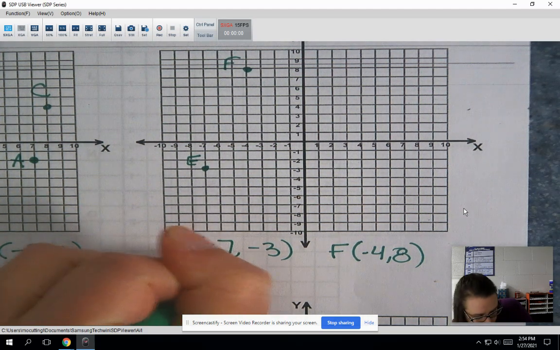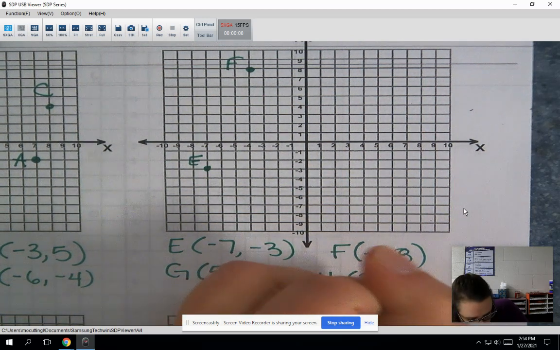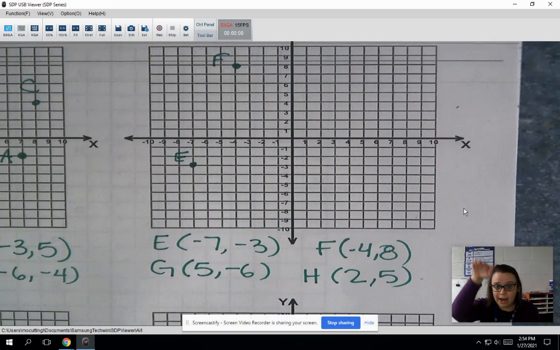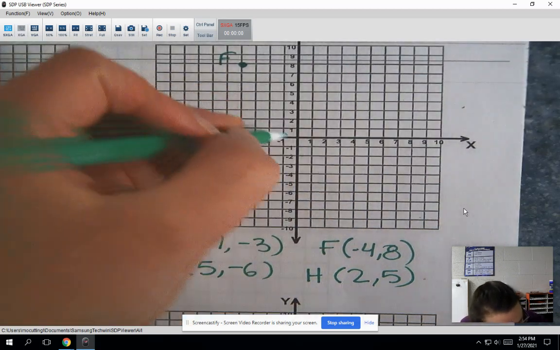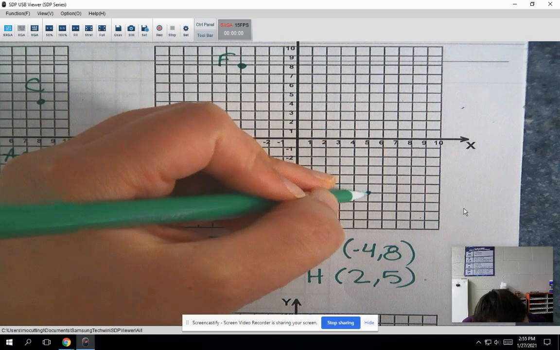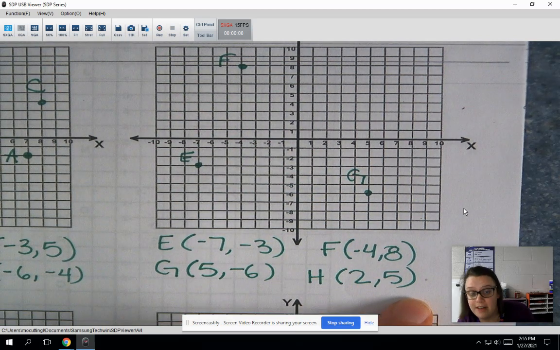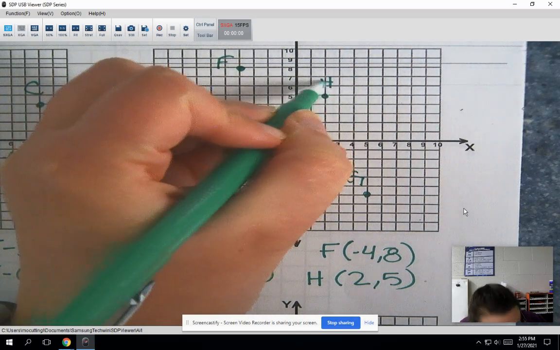All right, so I'm going to give you G and H to try. G is going to be at 5, comma, -6, and H is going to be at 2, comma, 5. So give both of those a try. Across, then up or down. So pause. And welcome back. So G is across to 5, +5 is over here, down to -6. And H, +2, +5. So across to 2, up to 5, and that's H.